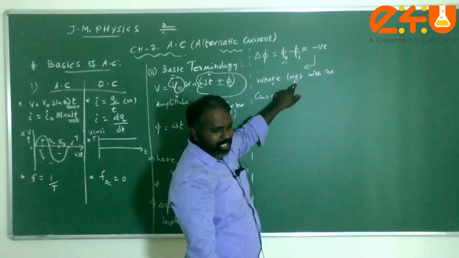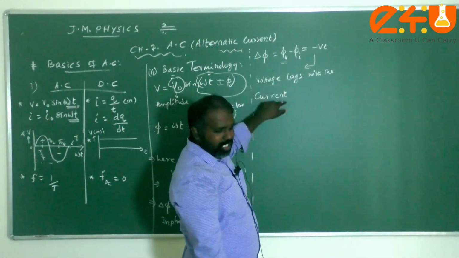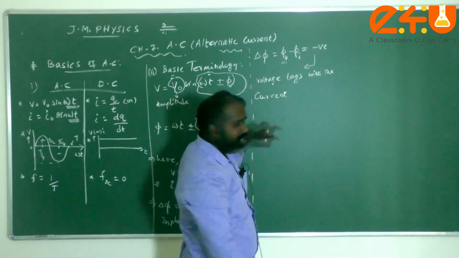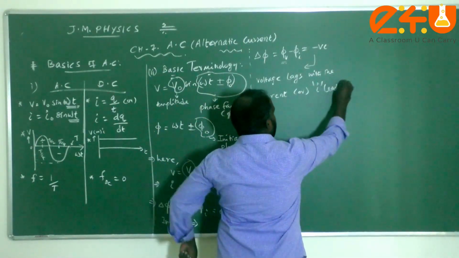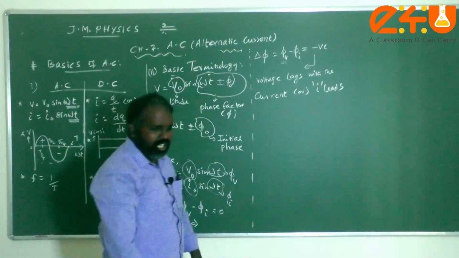The same sentence can be written like this also. Voltage lags or current leads. Voltage lags or what, children? Current leads. Current what, children? Leads. We can say like that also.